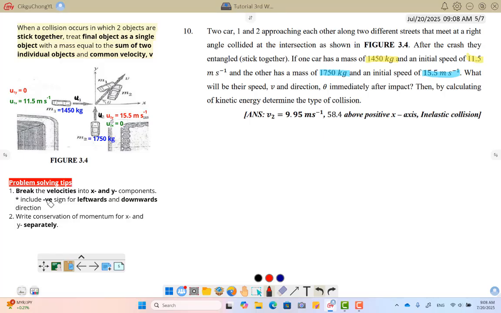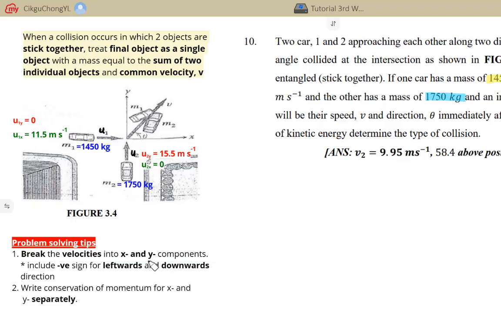To solve the question, first we need to break down the velocity into x and y components. I'm going to break down the initial velocity for car 1 into component x and component y. Initially car 1 is moving rightwards, so the component x will be 11.5 meters per second, and there will be no component y for the initial velocity of car 1. How about car 2? Before the collision, car 2 is moving upwards with a velocity of 15.5, so 15.5 will be the initial velocity component y for car 2. The initial velocity component x for car 2 is 0.